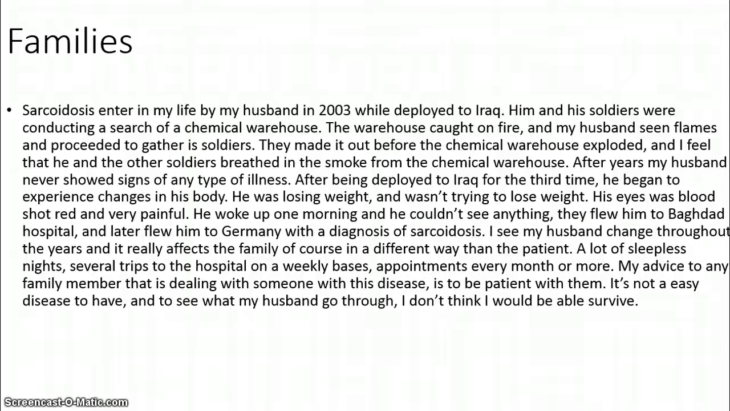I see my husband change throughout the years, and it really affects the family, of course, in a different way than the patients. A lot of sleepless nights, several trips to the hospital on a weekly basis, appointments every month or more. My advice to any family member that is dealing with someone with this disease is to be patient with them. It's not an easy disease to have, and to see what my husband goes through, I don't think I would be able to survive.